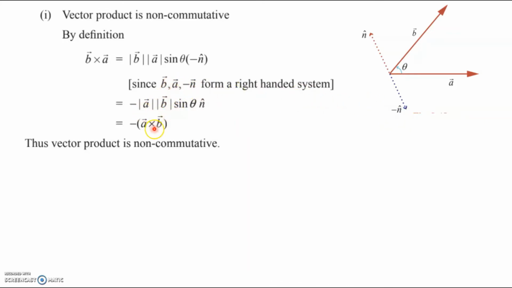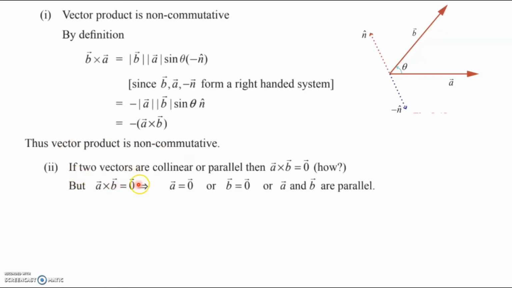So further, you can rewrite this as minus of magnitude of A into magnitude of B into sine theta into n cap, which is nothing but minus of A cross product with B. So you can clearly see that B cross product with A is not equal to A cross product with B, but rather it is minus of A cross product with B. So they are not commutative.